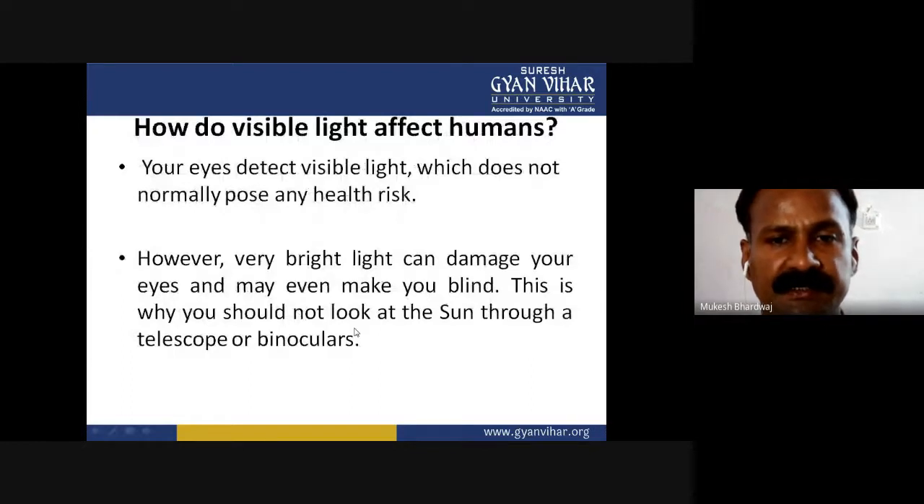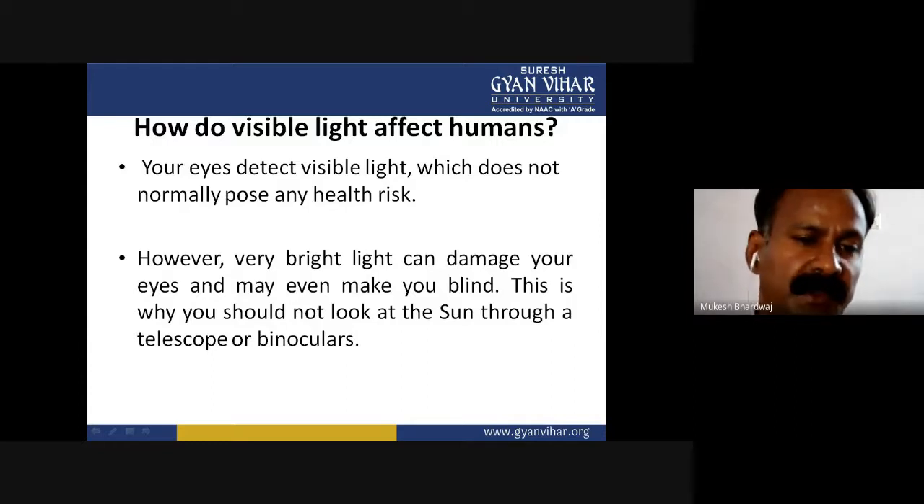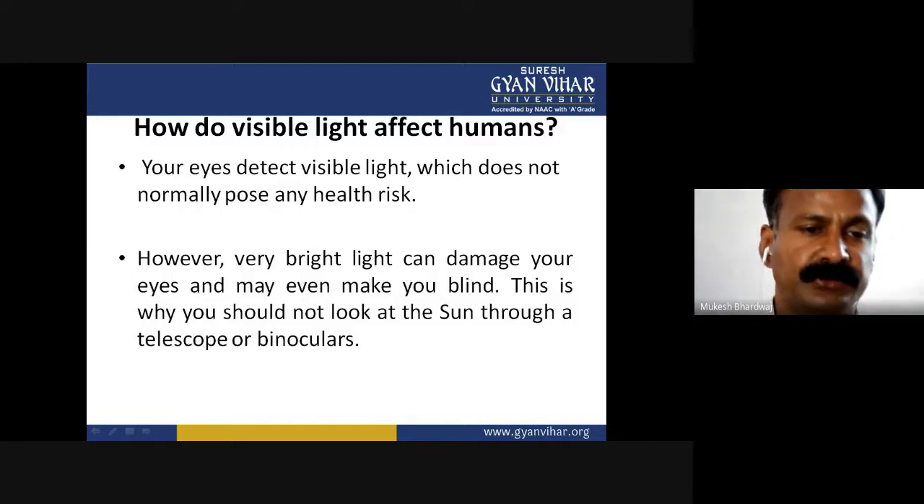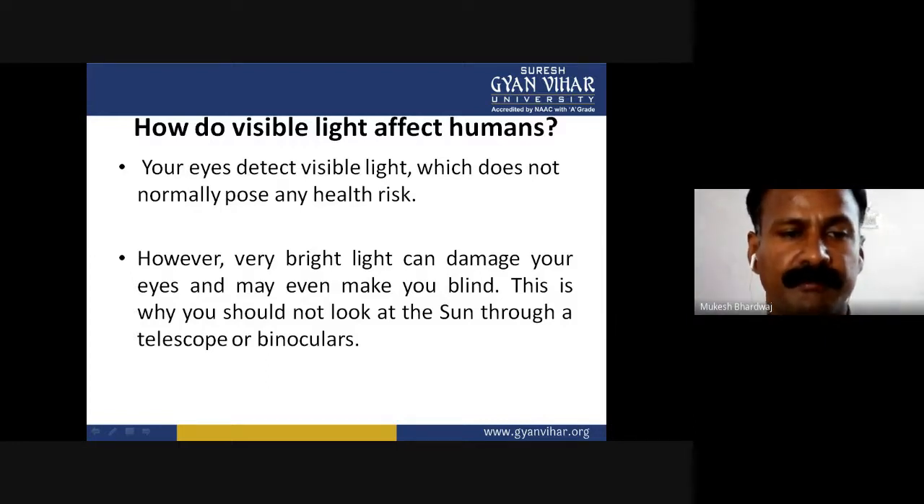Your eyes detect visible light, which does not normally pose any health risk. However, very bright light can damage your eyes and may even make you blind. This is why you should not look at the sun through a telescope or binoculars.